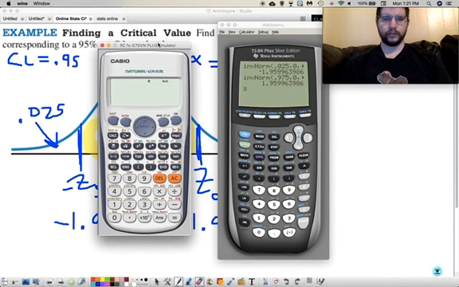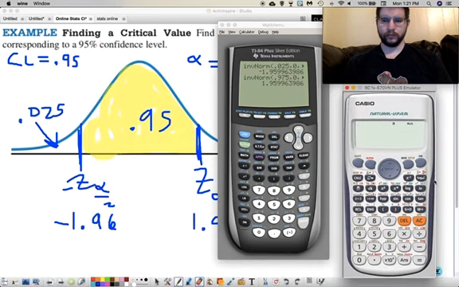On the Casio, we're going to go to our distribution. Number 3 is inverse normal, 0.025. And mean and standard deviation were 0 and 1, negative 1.96.